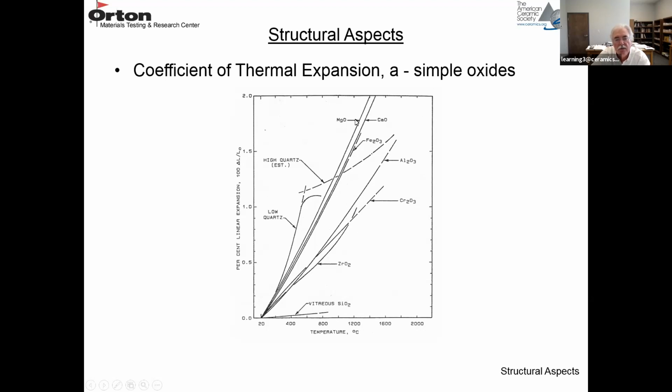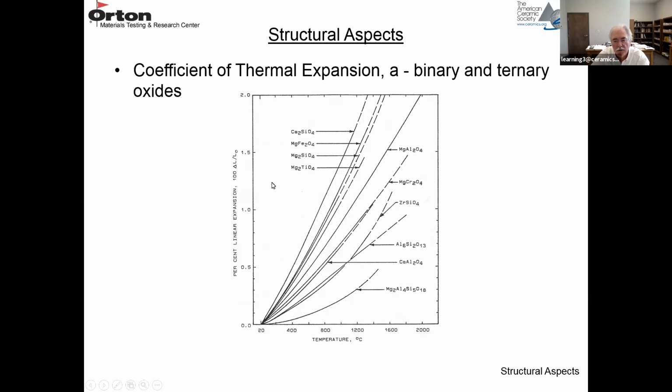but relative to that material, all these other oxides are quite high. MgO is the highest, CaO is not that much different. And here's ZrO2 and Al2O3 and quartz and Cr2O3. So they're all fairly high. So you don't have much choice. You really can't lower the thermal expansion coefficient.